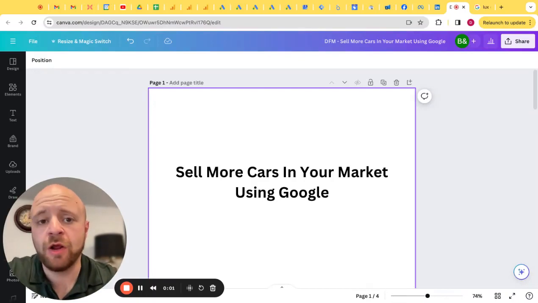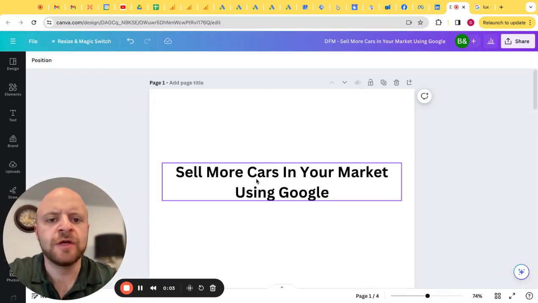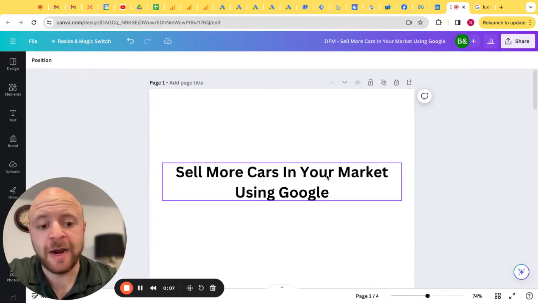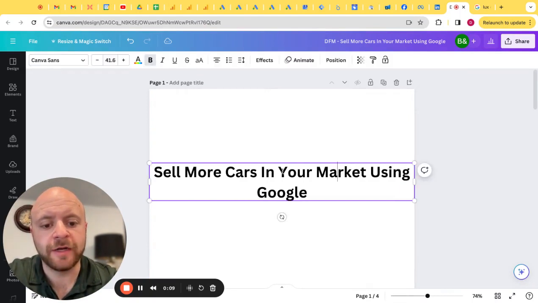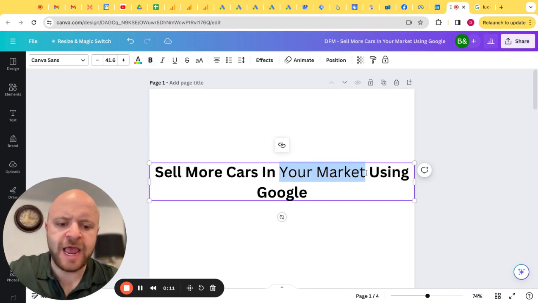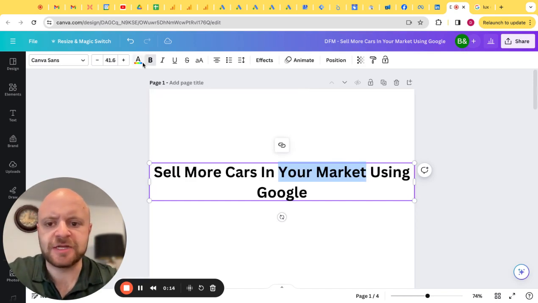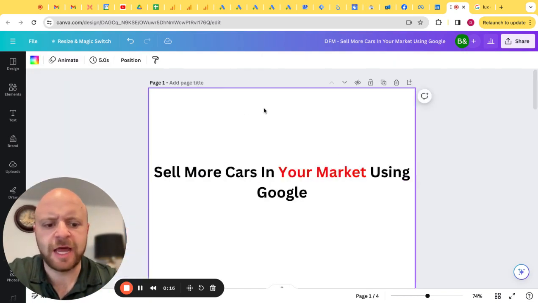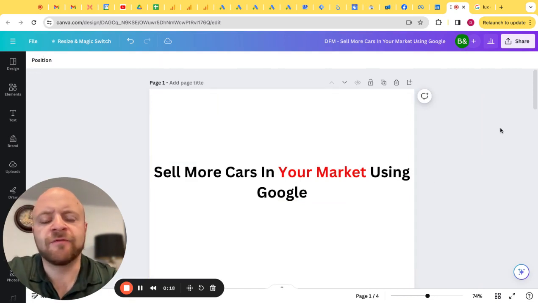Feldman-Makrias, and what we're going to go through right now is how to sell more cars in your market using Google. And I'm going to emphasize your market in this scenario. I was at a dealership yesterday, and we talked a lot about the market area. And unfortunately, they were down in their market area. How did we know this? Well, it actually wasn't even brought to their attention before us doing this.